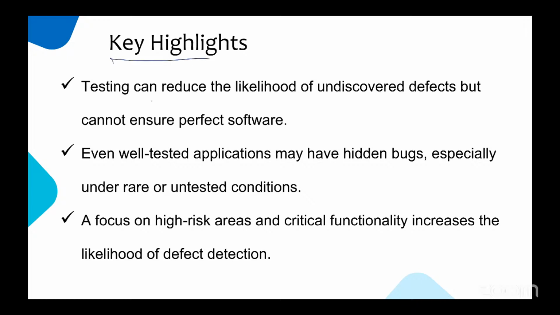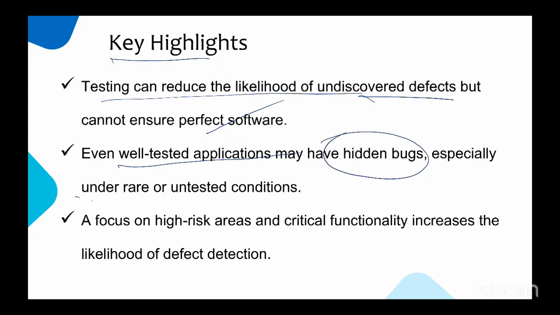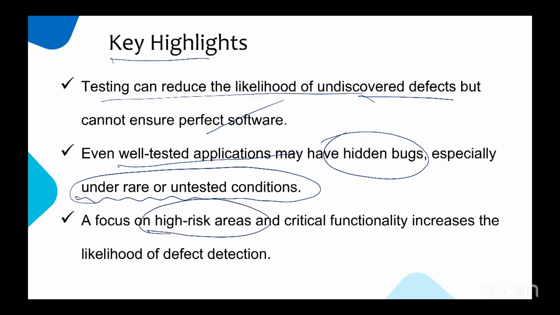Key highlights: testing can reduce the likelihood of undiscovered defects, but cannot ensure perfect software. Even a well-tested application may have hidden bugs, especially under rare or untested conditions. Possibilities are there. So we have to always focus on high-risk areas and critical functionality, so as not to come into this type of problem. Maximum defects we should find. So critical areas and high-risk areas mean defect clustering will help you. And then scenarios and conditions will help you.